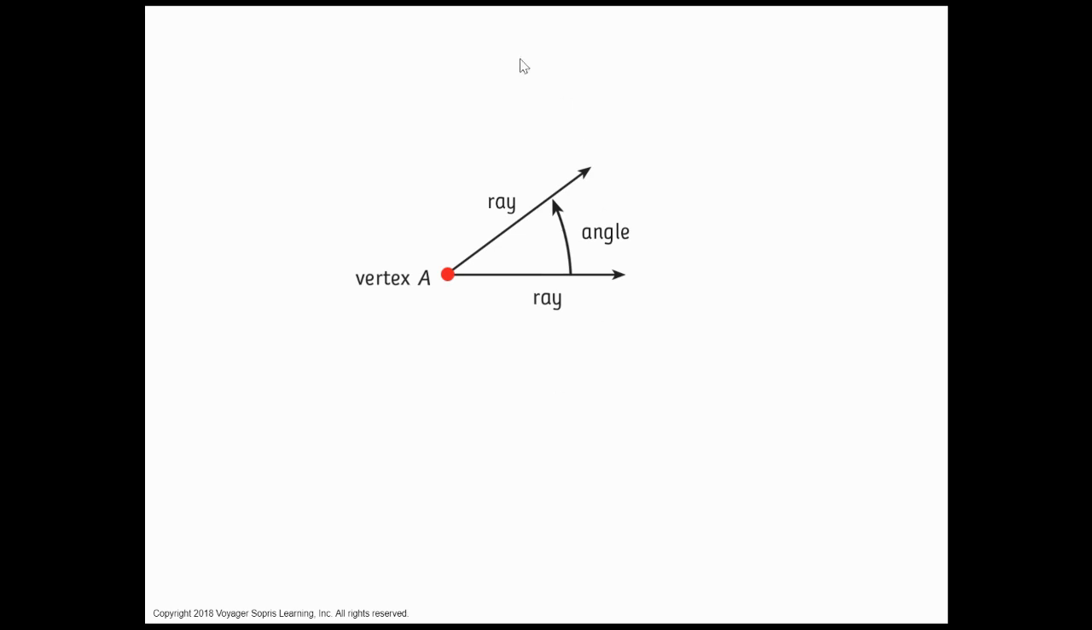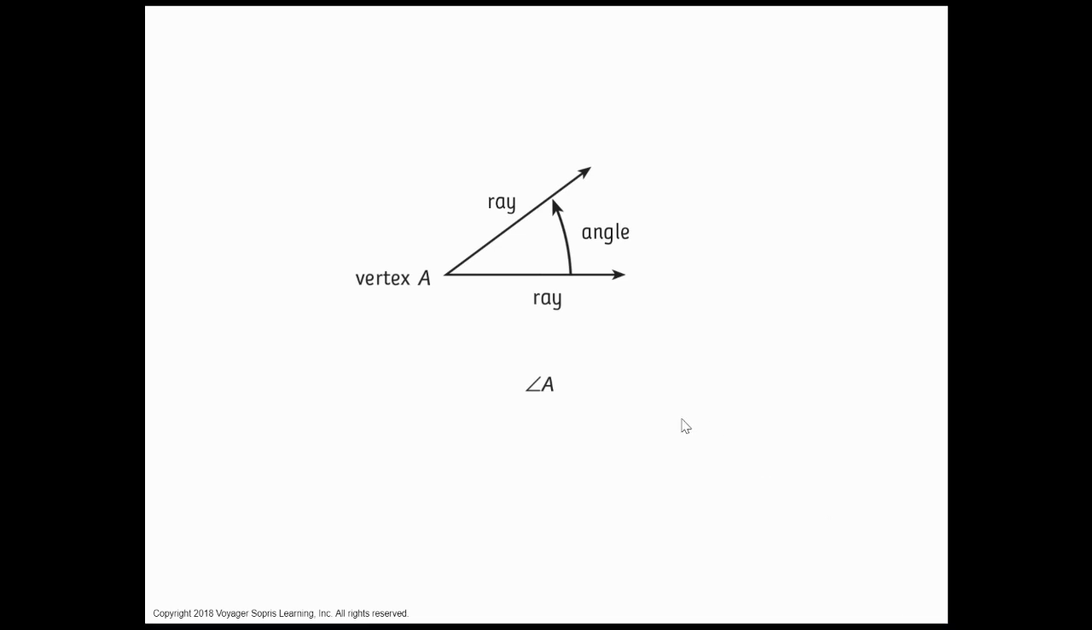In this angle, that point is labeled point A. This point is also called the vertex of the angle. When we name an angle, we use the name of the vertex. The vertex of this angle is point A, so one name for this angle can be angle A.